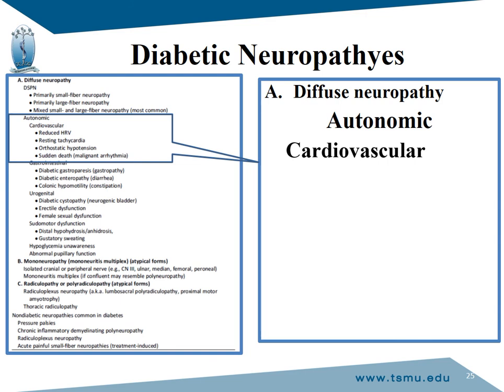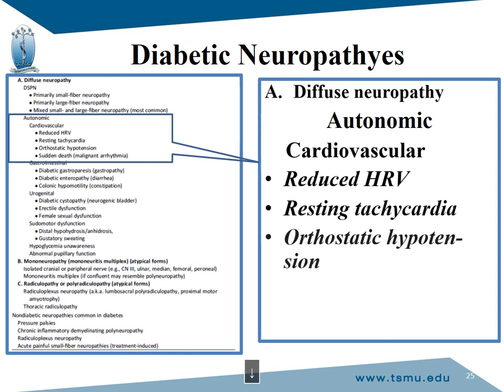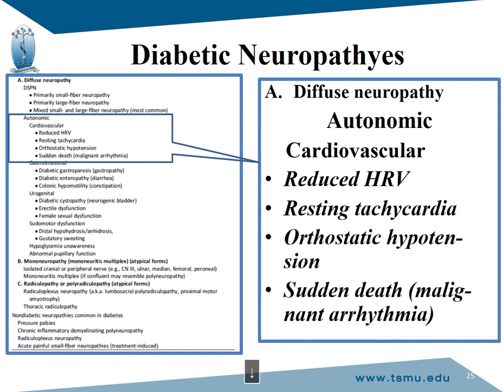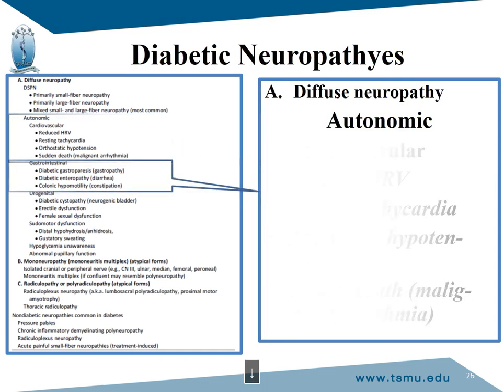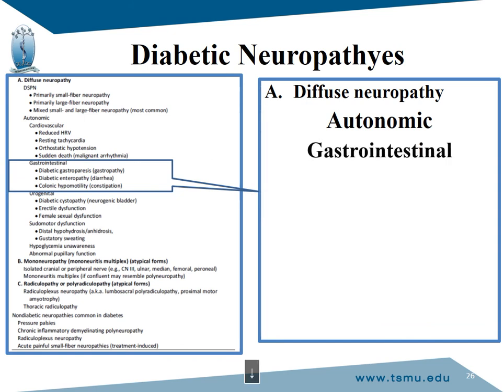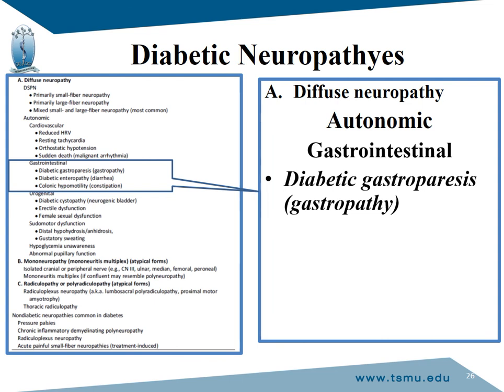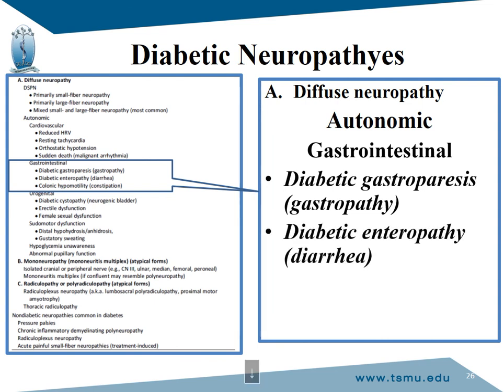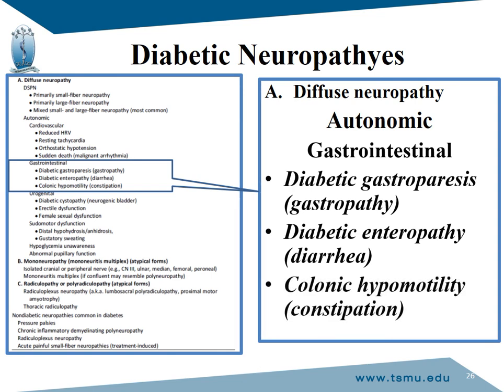It may have cardiovascular manifestations, and among them, reduced heart rate variability or resting tachycardia, or orthostatic hypotension, and sudden death because of malignant arrhythmia. Another manifestation of autonomic neuropathy is the gastrointestinal manifestation: diabetic gastropathy, or diabetic enteropathy, diarrhea, and colonic hypomotility, constipation.